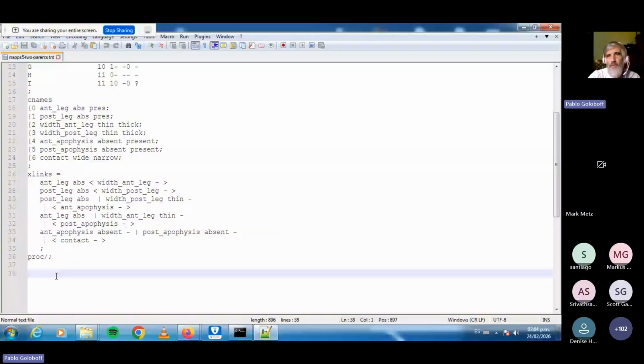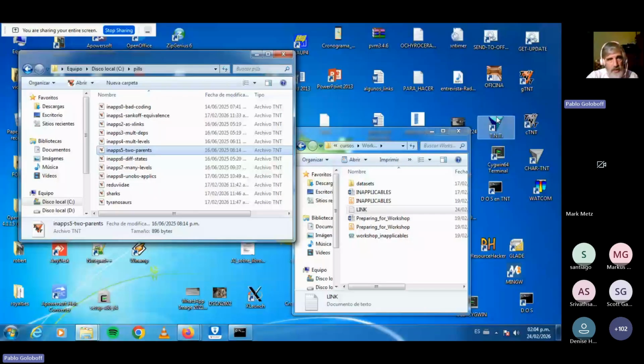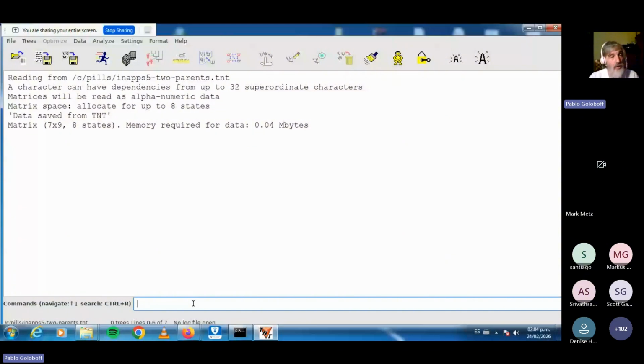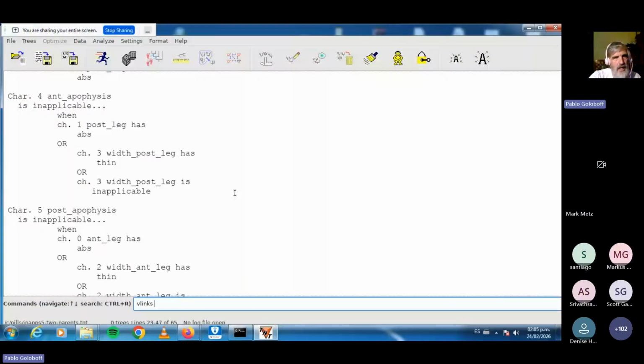That's clear. If you read this data set, I'm going to read it now. There is a version of TNT which is probably the one you are going to be using, right? If we read 2 parents, I tend to use a lot more the one with commands, because it's a lot easier for me because I remember the commands, right? But in here, if you go to data, character dependencies, it can tell you, I never do this, show current dependencies. Okay, so this tells me how the dependencies have been defined.